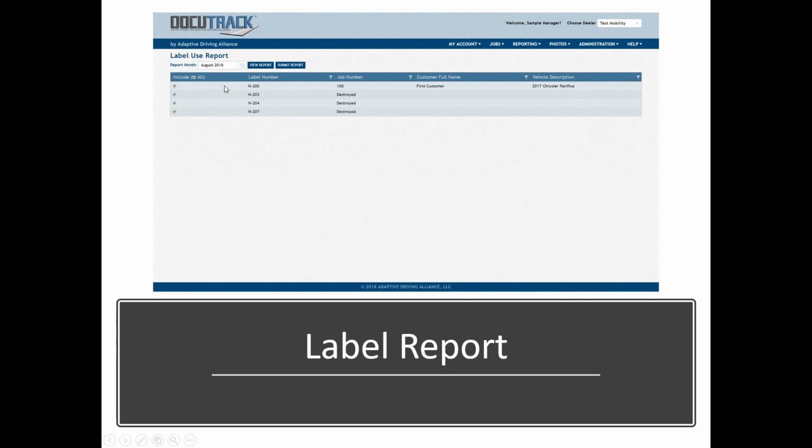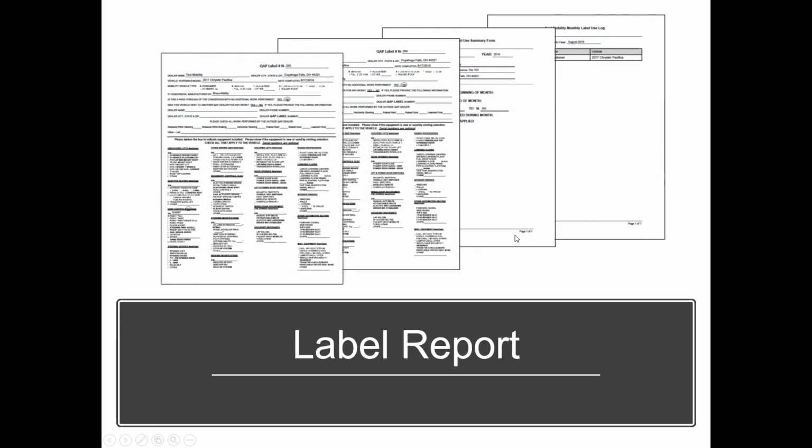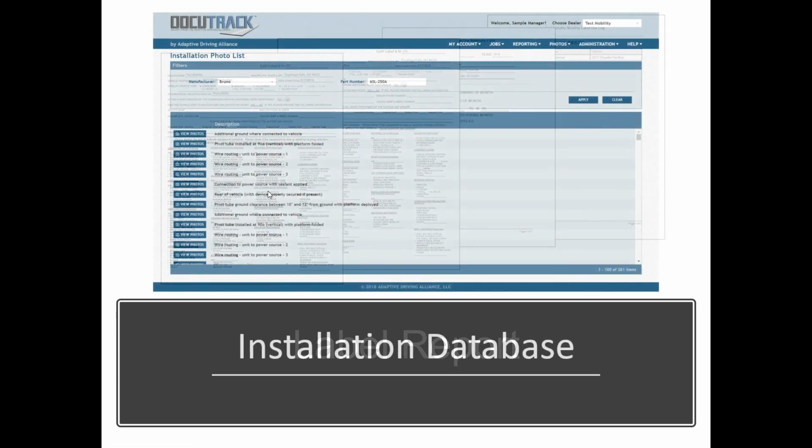DOCUTRAK tracks your monthly label reports, and with 2 clicks of a button, you can easily create all of your month-end reports. Both the label use log, the summary form, and each of the individual Nemita label reports that are required for that month. It then submits all those reports automatically with the click of a button.